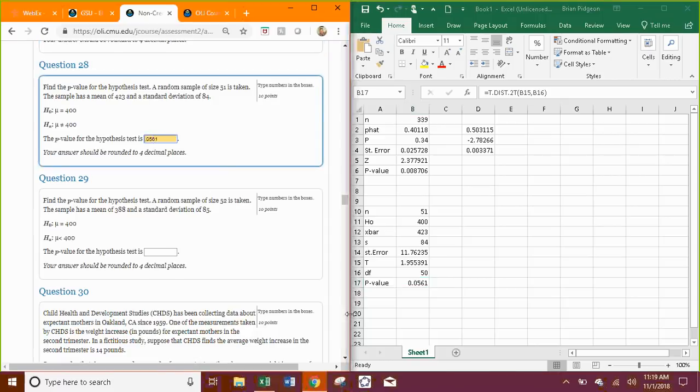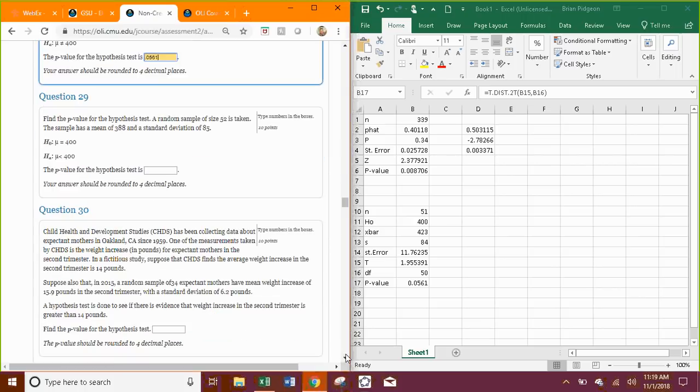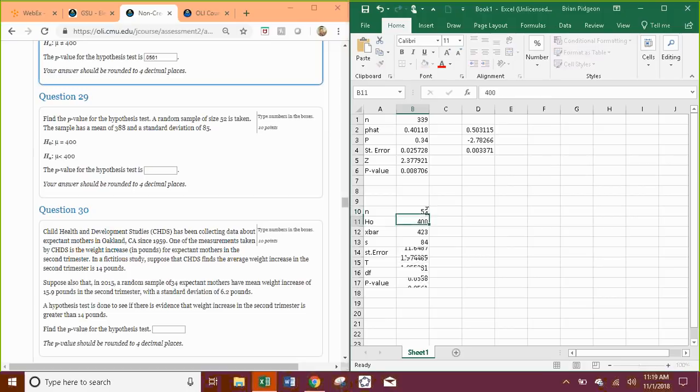B15 is our T, B16 here. 0.0561. Last one with this type of question.